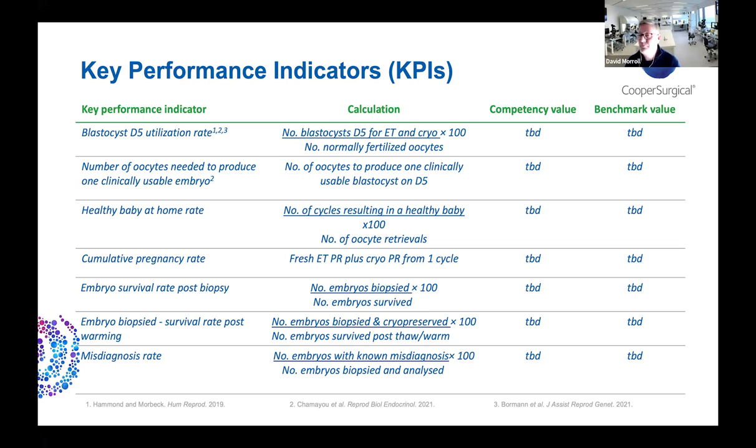But also how many oocytes you need to produce one clinically usable embryo, the healthy baby at home rate, cumulative pregnancy rates, survival rates post-biopsy, survival rates post-warming of biopsied embryos, and a misdiagnosis rate, for example. None of those appear in the documents. They might be clinically useful for you.